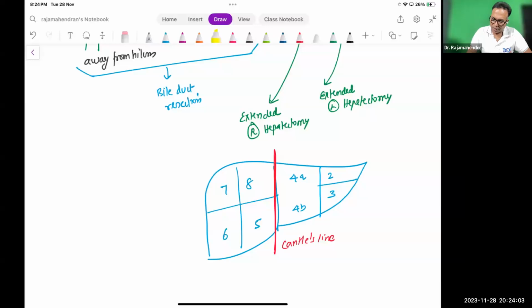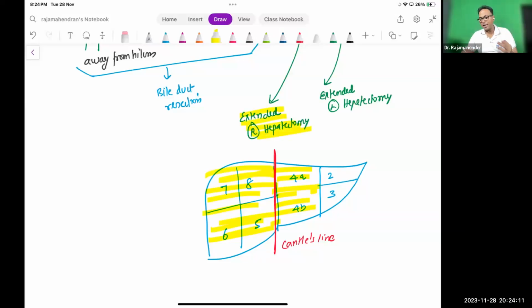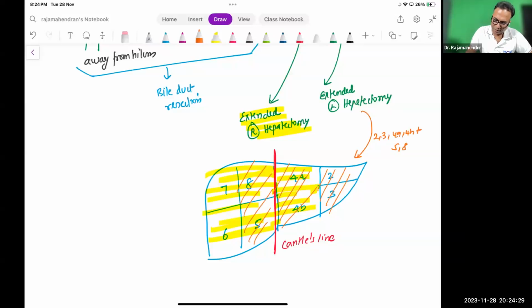When I remove the segments 4B, 4A, 5, 6, 7, 8, it is called extended right hepatectomy. When I remove the segments 2, 3, 4A, 4B, 5 and 8, it is called extended left hepatectomy.